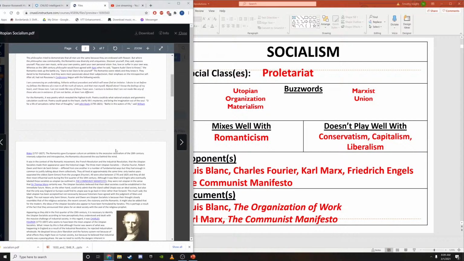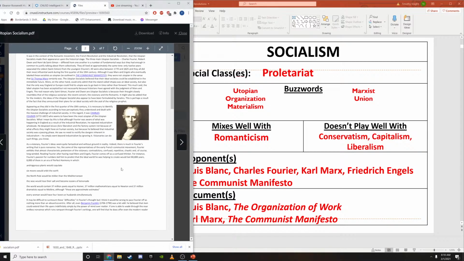This is perhaps a result of the fact that they announced their plans for an ideal society with the zeal of a religious prophet. Appearing as they did in the first quarter of the 19th century, it is necessary to identify the utopian socialists according to how perceptively they understood and dealt with the massive challenge of industrial society. In this regard, it was Charles Fourier who seems to have been the most utopian of the utopian socialists.